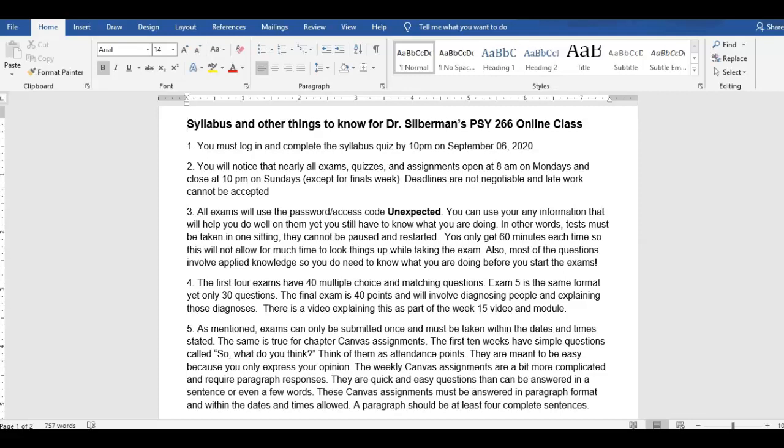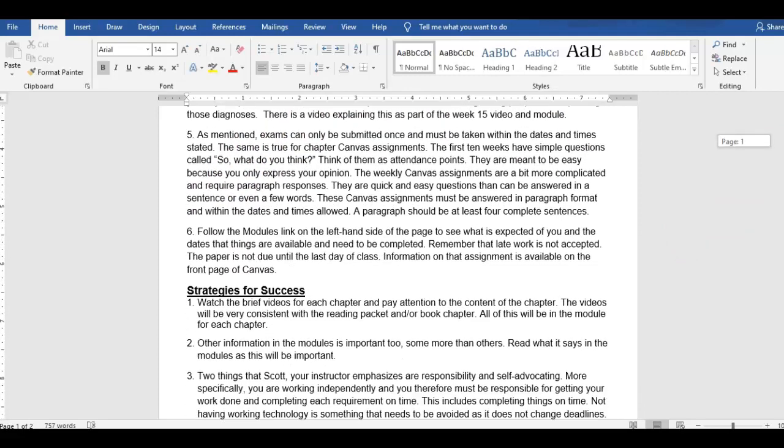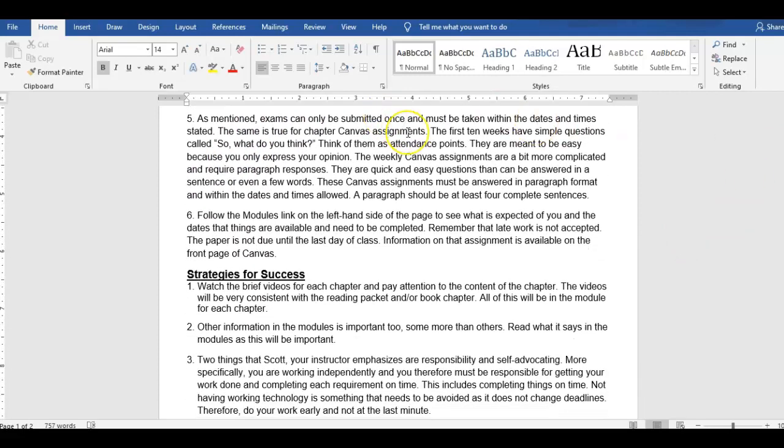The last exam is also 60 minutes, but it will involve some writing. You'll be diagnosing people, like you will do in each weekly assignment, and then you'll write some stuff about it. You'll see that when you get to the last week. So, otherwise, the exams, number 4, are multiple choice and matching. Number 5, exams can only be submitted once. You only have an hour to take them.